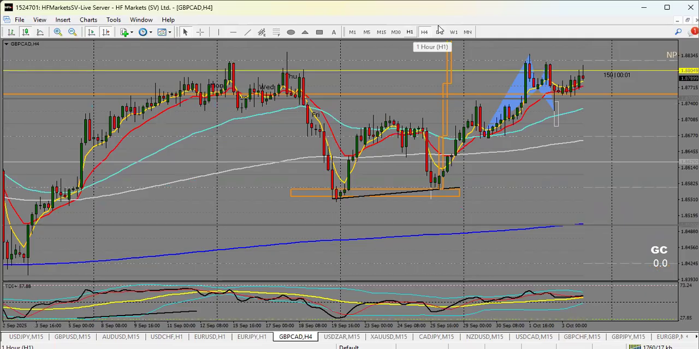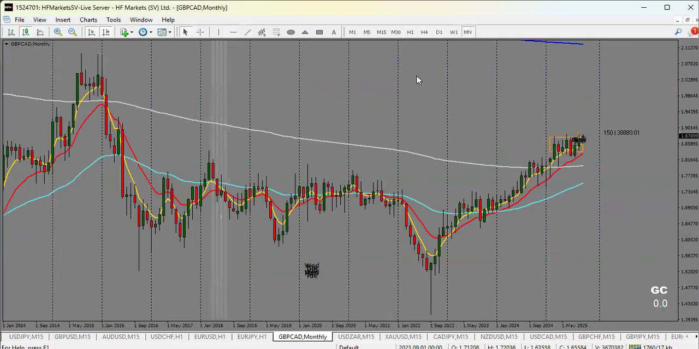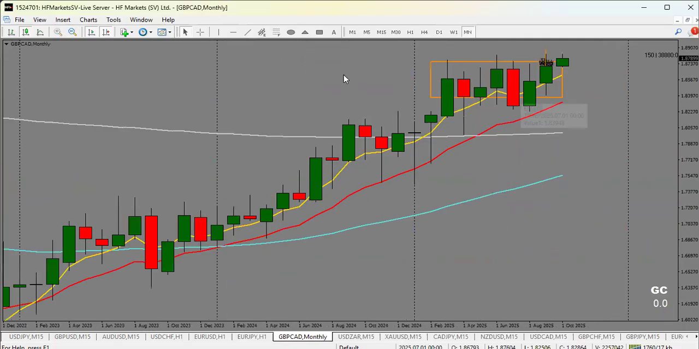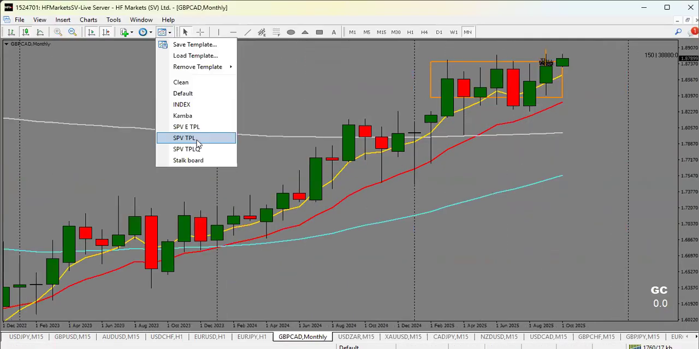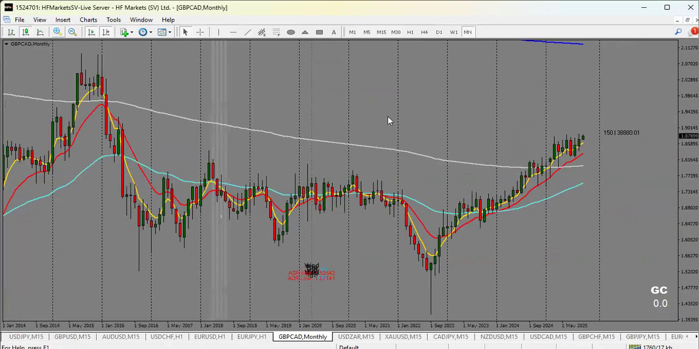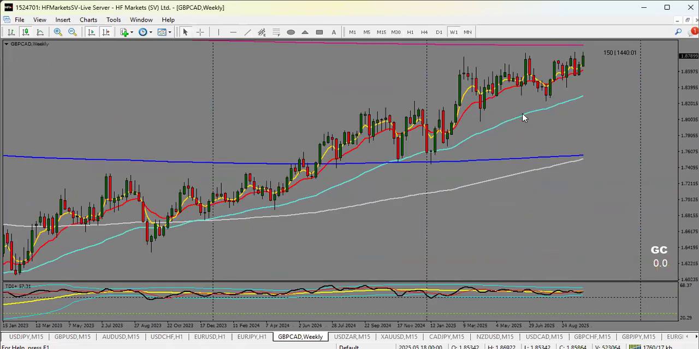For GBPCAD, our market structure is still bullish. You can see how last month's candle has closed. And on the weekly, we are still on a very good bullish market structure. However, this here was a consolidation pattern. As we have been following this pair, we are in that consolidation zone. And right now, you can see price is trying to break this high here.